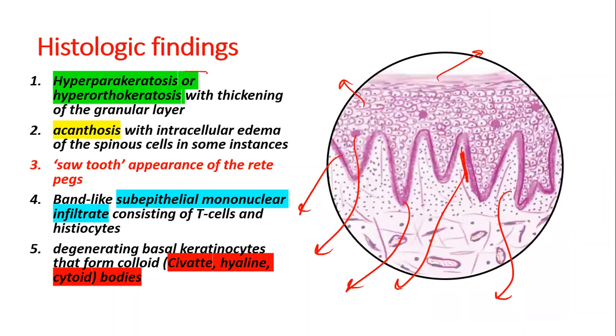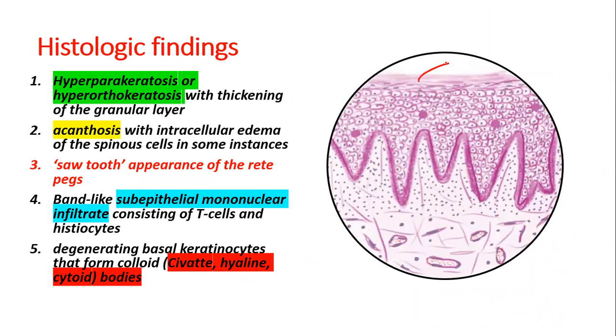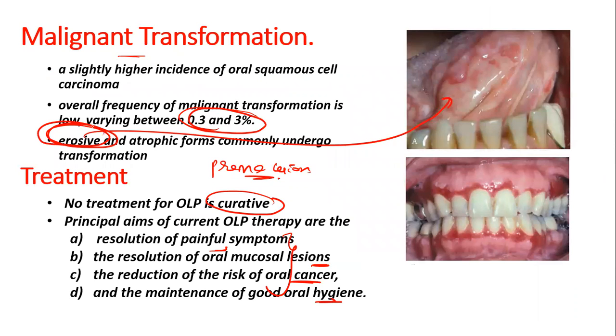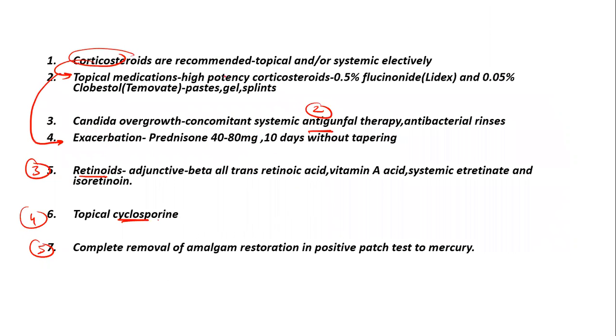We spoke of the histology where we saw hyperparakeratosis or hyperorthokeratosis, thickening of the spinous layer, degeneration of the basal layer, Max Joseph spaces, cytoid bodies, and subepithelial inflammatory infiltrate. We saw the direct immunofluorescence, we saw the pre-malignant erosive form, and then we saw the treatment modalities. We saw some questions, and with this we come to the end of the video.